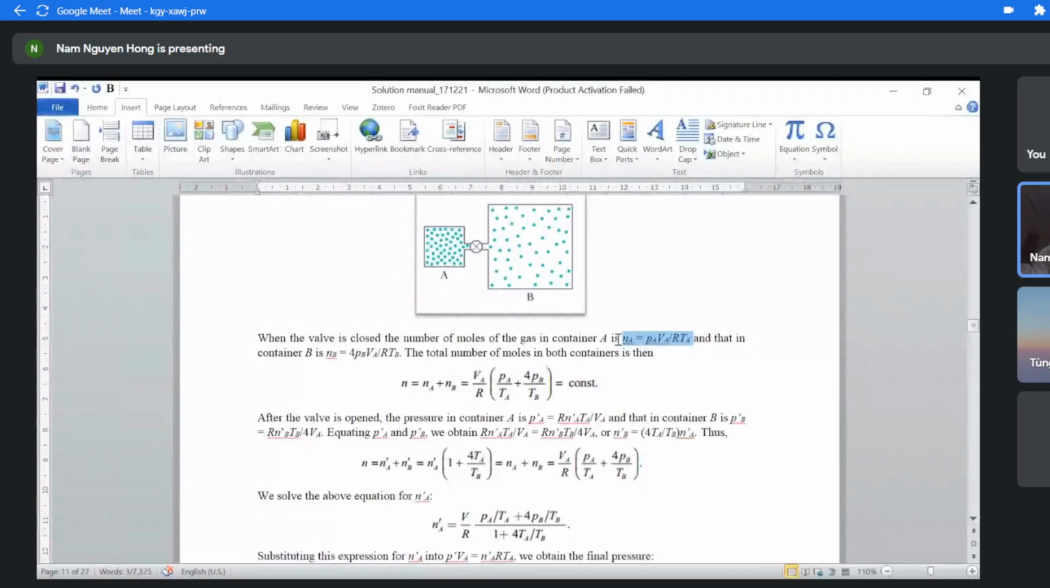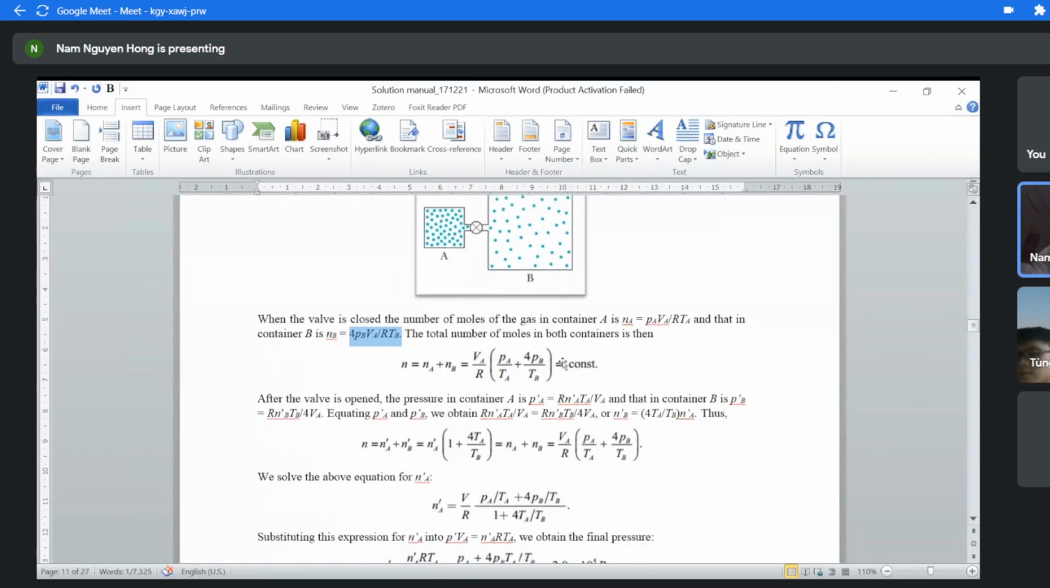So this is the expression for NA, and this is the expression for NB. Because we know the volume of B is 4 times bigger than A, we can replace VA here. And if we calculate the total number of moles in both containers, we will have this expression. Please follow the mouse.